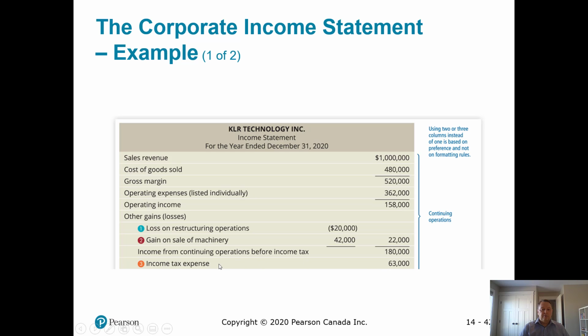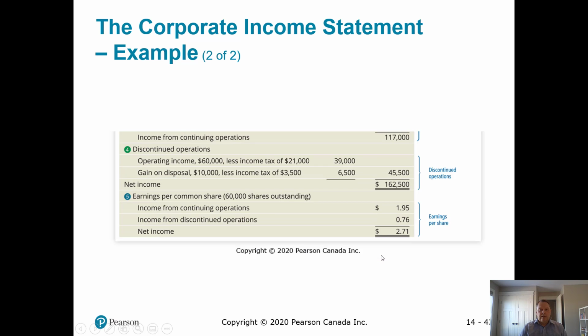And the tax that would be generated, so this is corporate income tax, because we can tell it's a company because it's got Inc. in the name. The income tax expense is $63,000 in this case. So moving ahead then, our income from continuing operations would be $117,000 after tax.